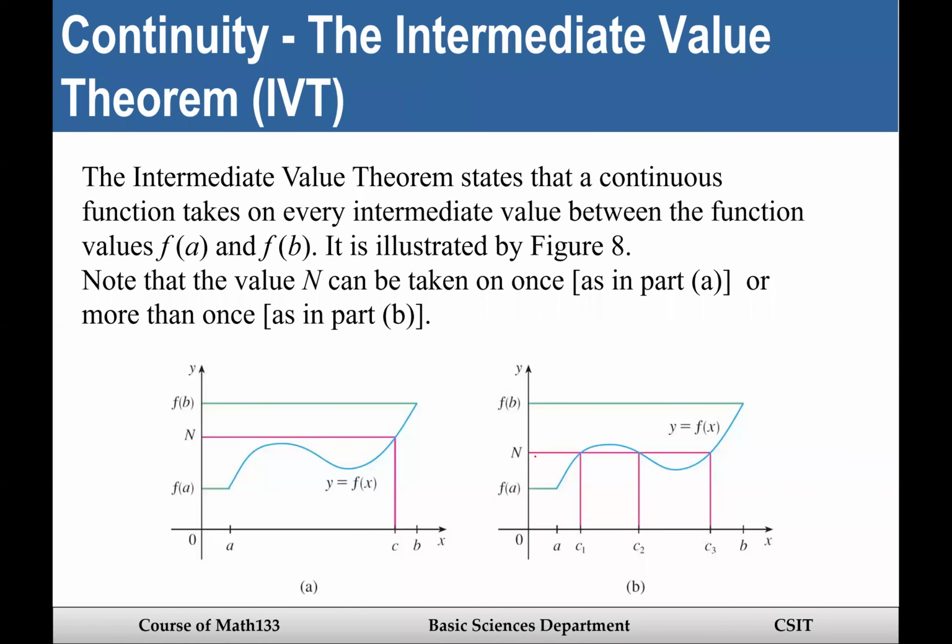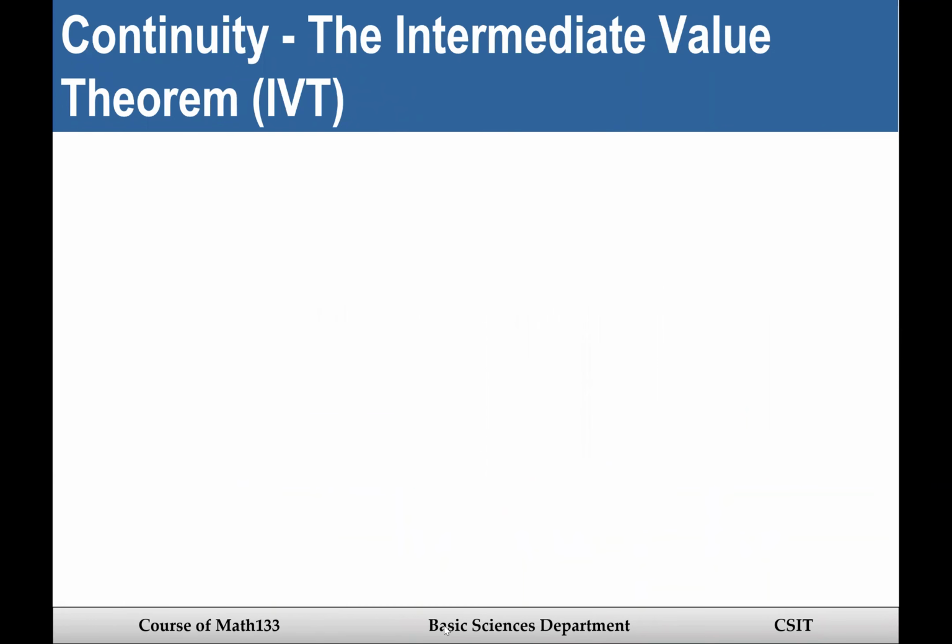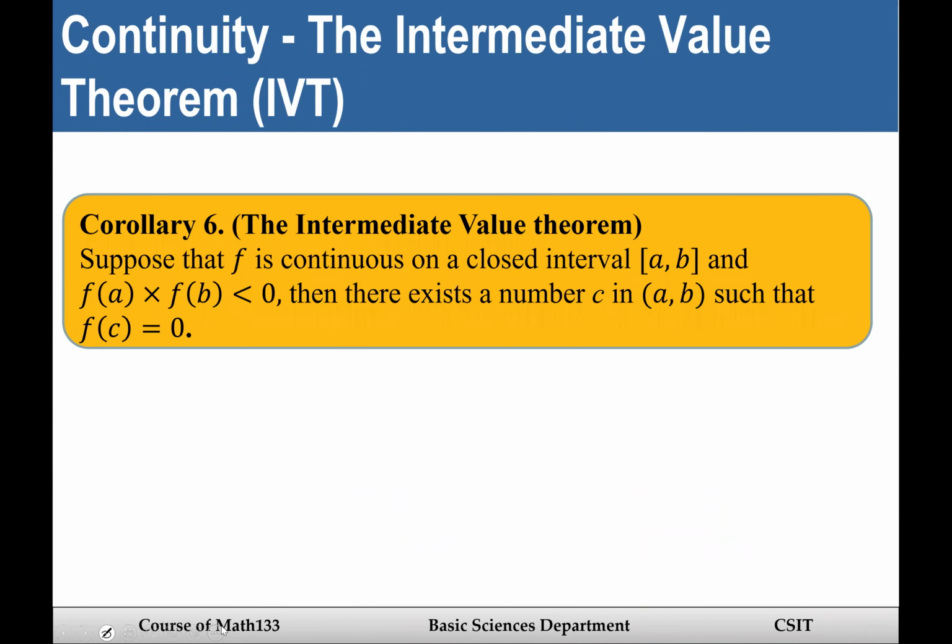And here you see the situation for the two graphs where we applied the IVT theorem. Okay. A simple corollary of the IVT is that when we have f of a and f of b of different sign, meaning one is positive and the other is negative, then as a particular case we can take n equal to 0 in the previous theorem.